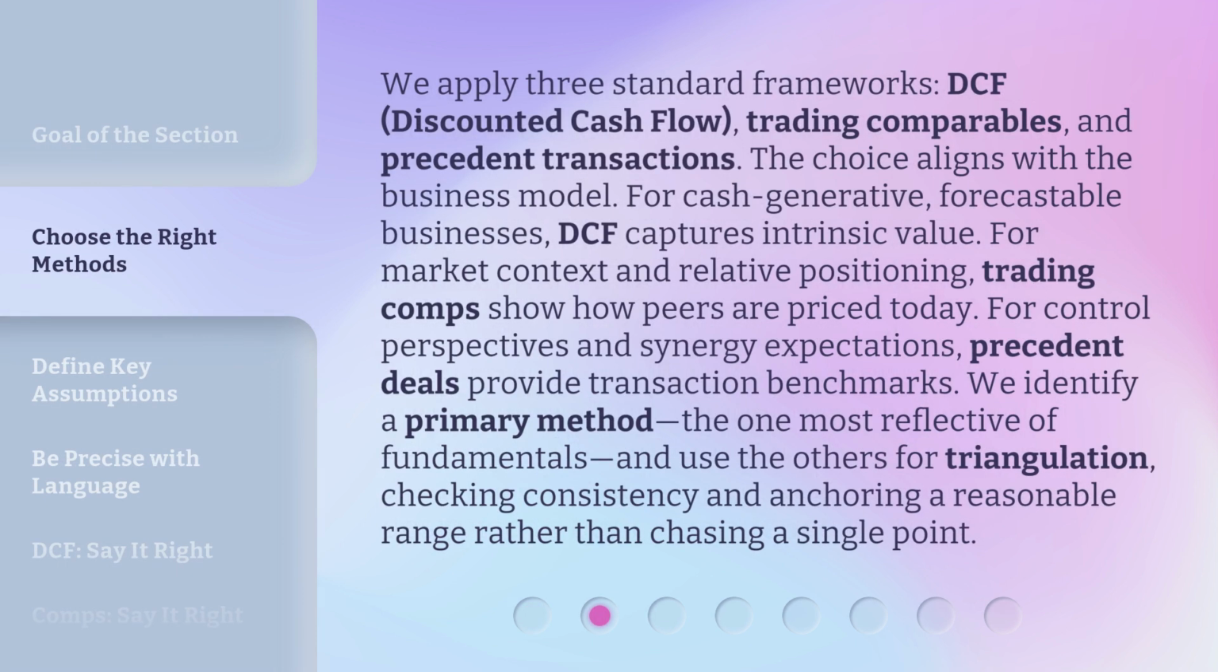We apply 3 standard frameworks: DCF, discounted cash flow, trading comparables, and precedent transactions. The choice aligns with the business model. For cash-generative, forecastable businesses, DCF captures intrinsic value. For market context and relative positioning, trading comps show how peers are priced today. For control perspectives and synergy expectations, precedent deals provide transaction benchmarks.